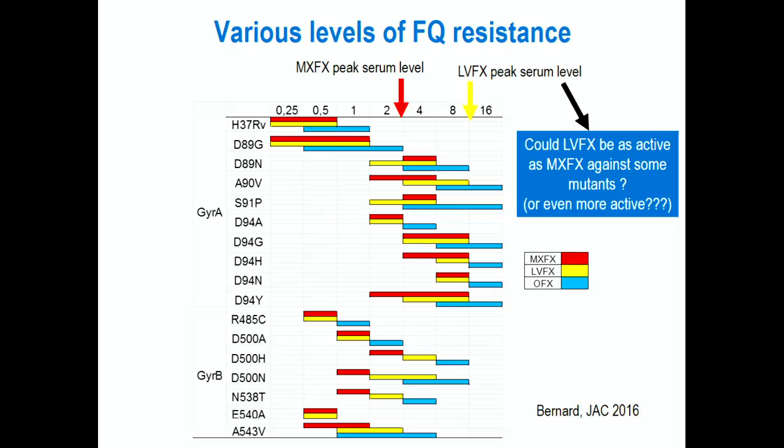So just to show you here the MICs, it's the same figure, the same table. Levo is in yellow here, and you see here the usual peak serum level around 10 milligrams per liter. And you see that, based on MICs, you imagine that Levo will be active, and even, I must say, maybe more active than moxifloxacin when you look at the peak serum level and the MICs.